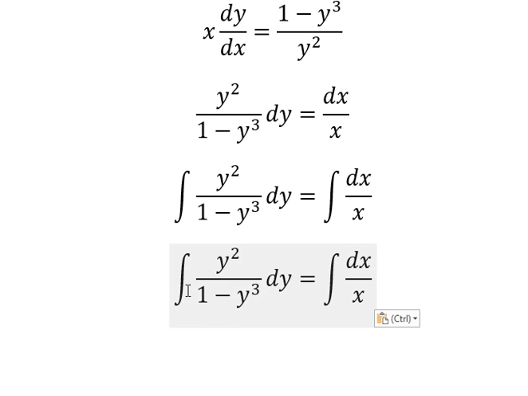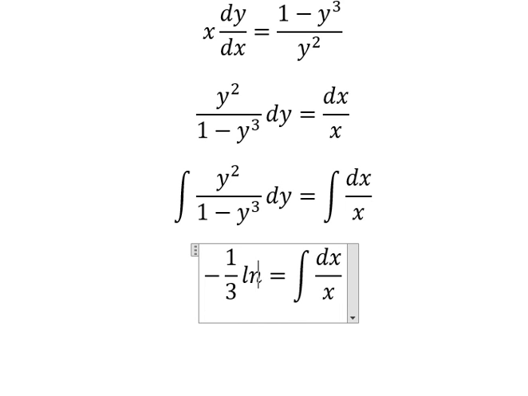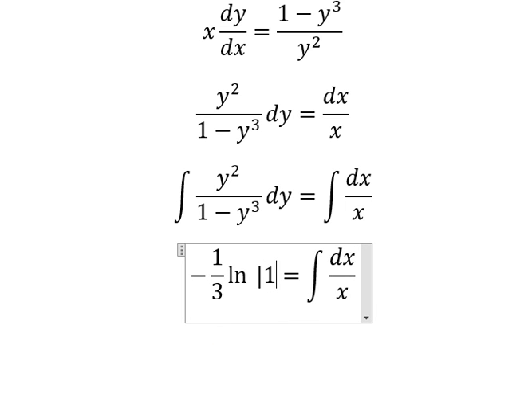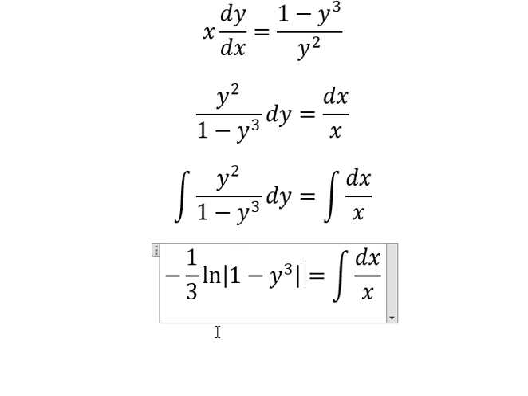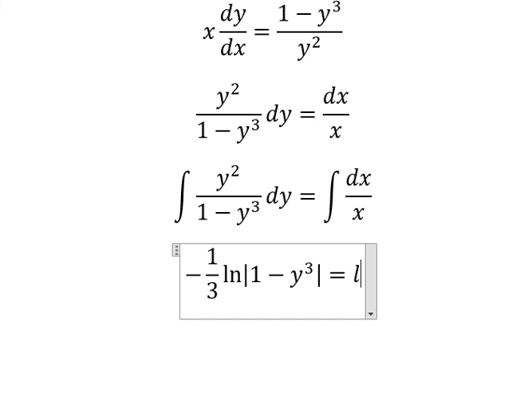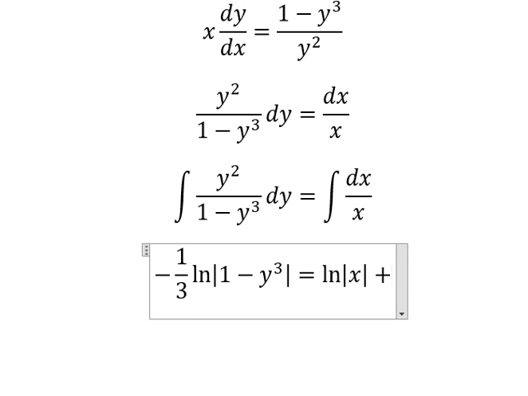And now we have the final answer. The integration of this one, we have negative 1 over 3 ln of the absolute value of 1 minus y to the power of 3. The integration of this one, we have ln of the absolute value of s, and I will add c.